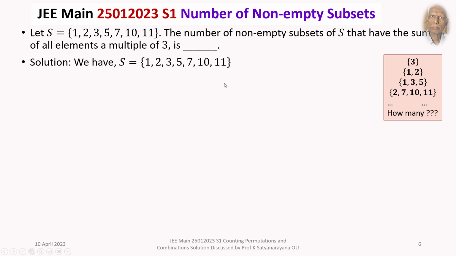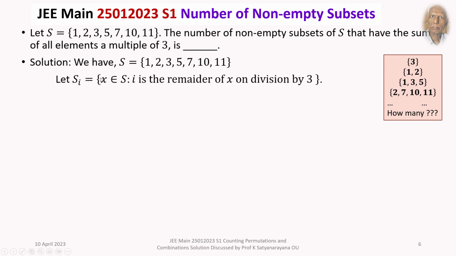So first I will consider S suffix i. Let S suffix i be the set of all those elements of S which when divided by 3 give the remainder i. That means it is the set of all those elements x belonging to S such that i is the remainder of x on division by 3. That means x belongs to S such that x is congruent to i mod 3. In number theory, we say it like that.